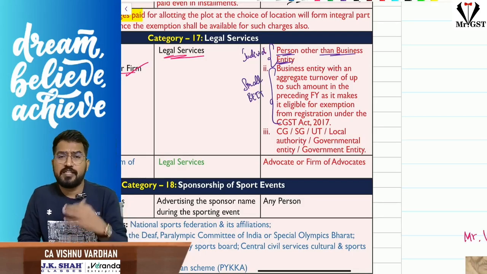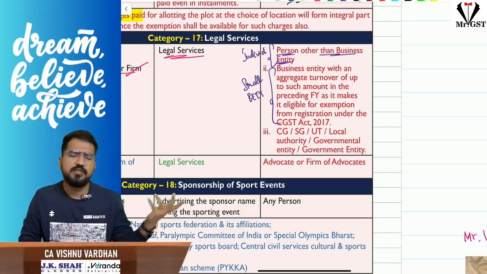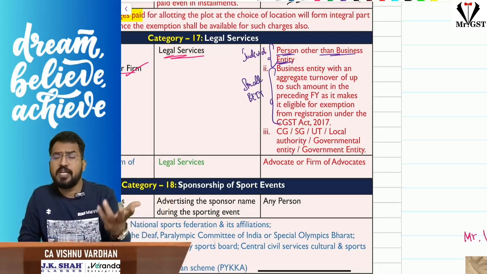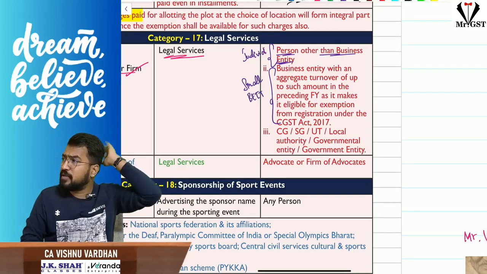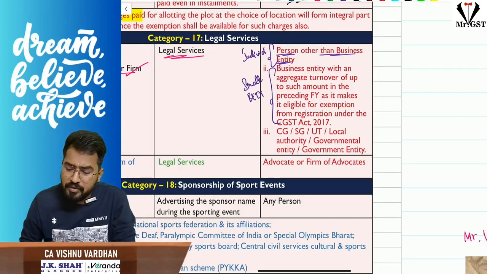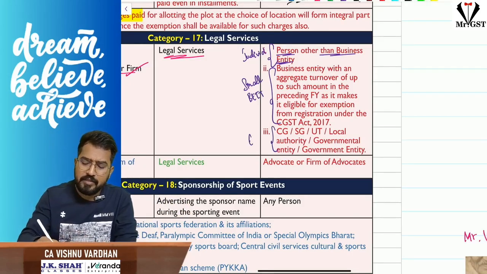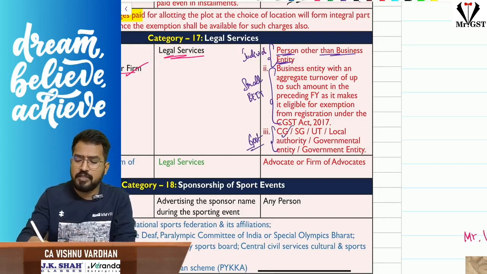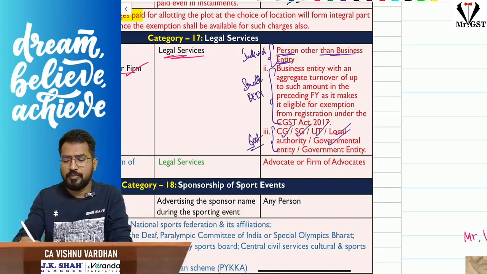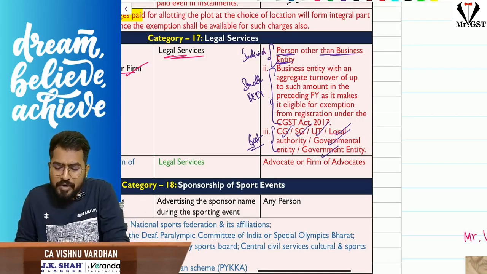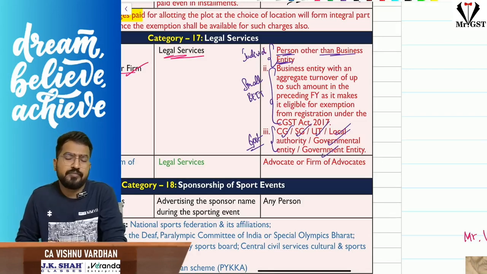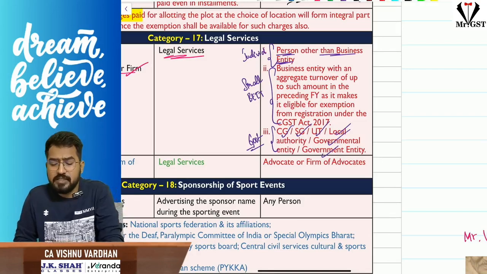That means for our understanding, we have referred to them as small business entities. That means their aggregate turnover in the preceding financial year is not even exceeding the threshold limit making them liable for registration. Okay, so that way. And finally, government: central government, state government, union territory, local authority, or government entity, then also it is exempt under GST.